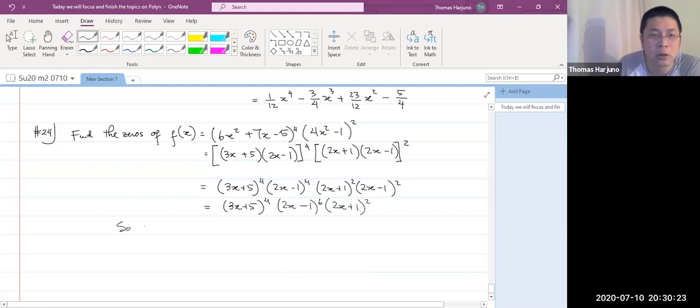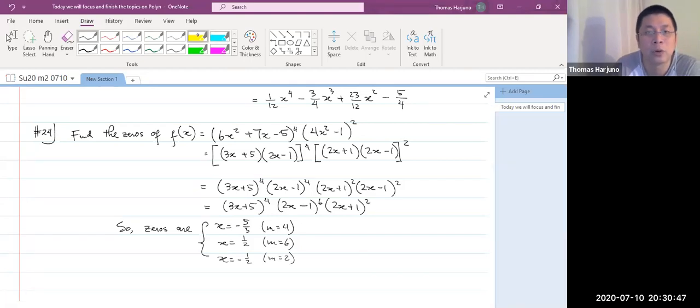So the zeros are x equals negative 5/3 with multiplicity of 4, x equals 1/2 with multiplicity of 6, x equals negative 1/2 with multiplicity of 2. Okay, so the 4 comes from here, the 6 comes from here, and the 2 comes from here.